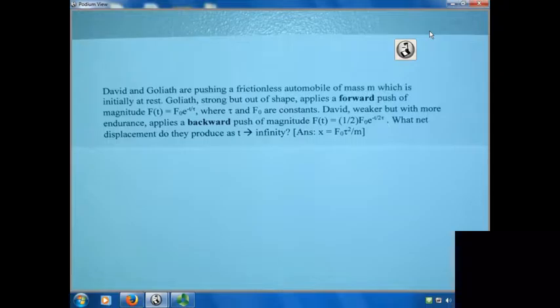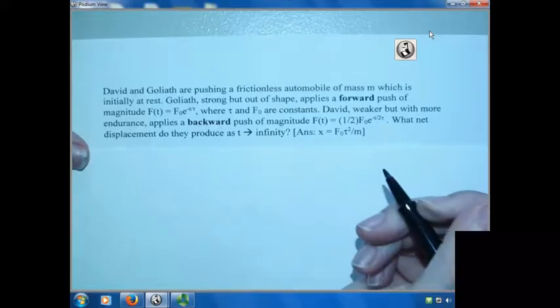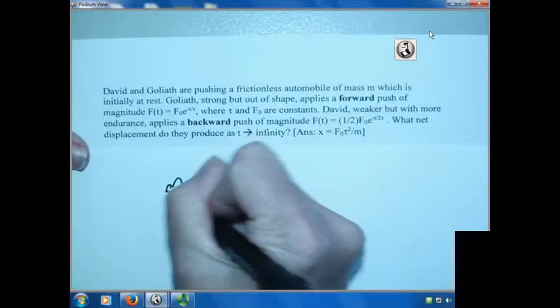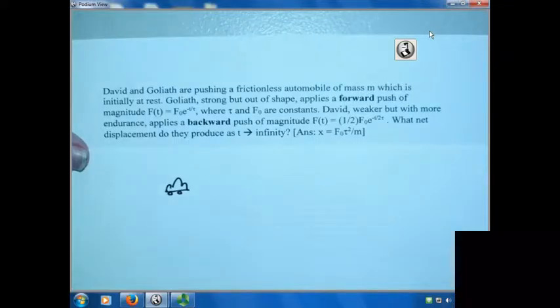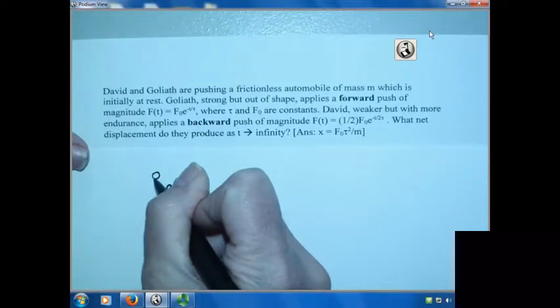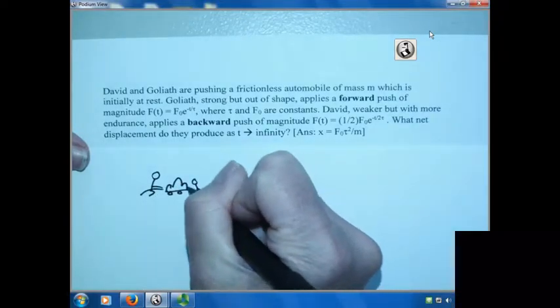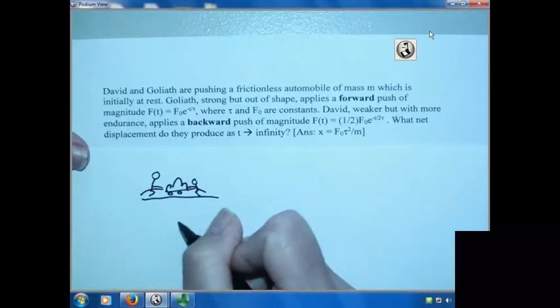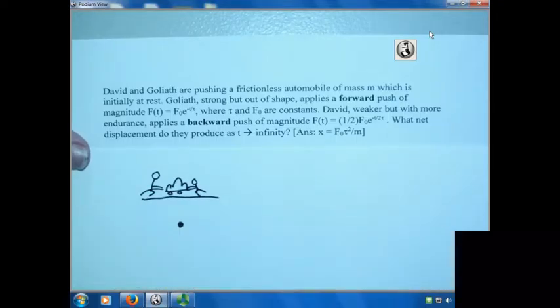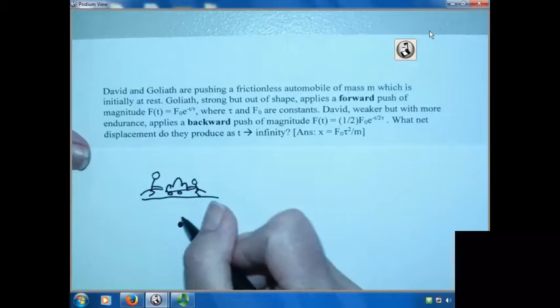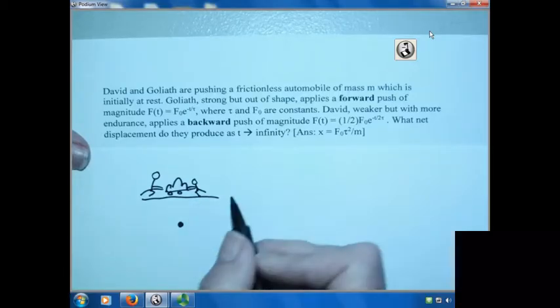All right, so let's go ahead and solve the problem. I've got an automobile. I've got two forces on it. Goliath is pushing it forward. So here's Goliath, and then here is David pushing like so. All right, so I've got a free body diagram here. I represent my object, which I will approximate as a point particle. So it's a particle of mass m. And I'll draw my two forces on there.